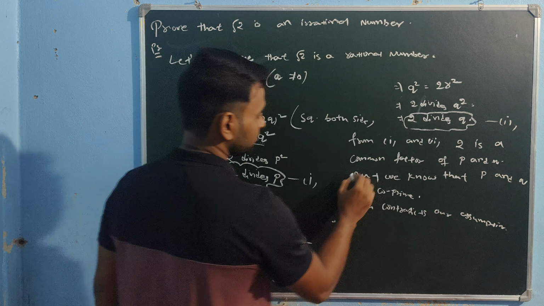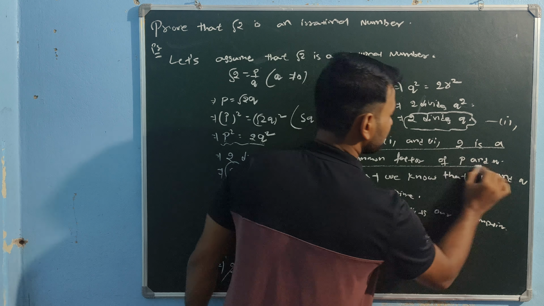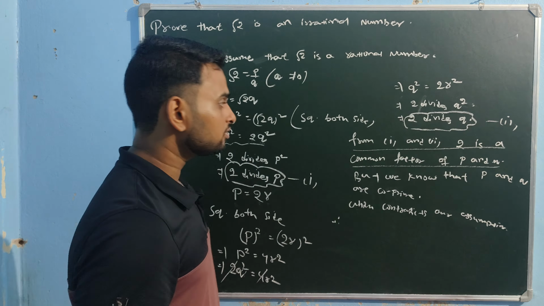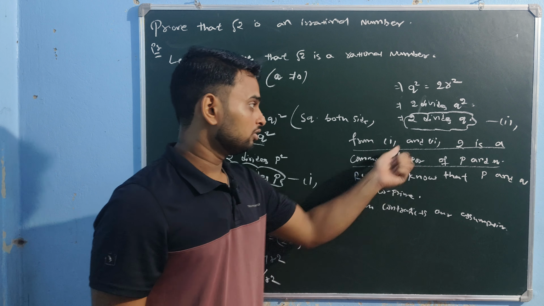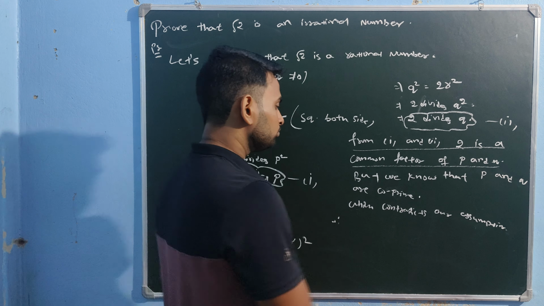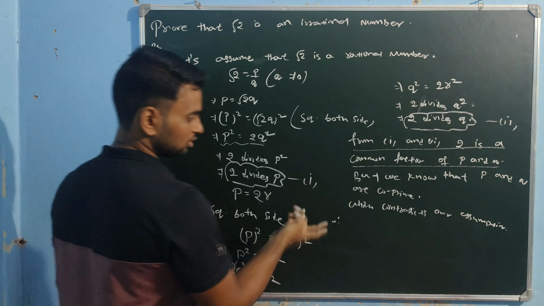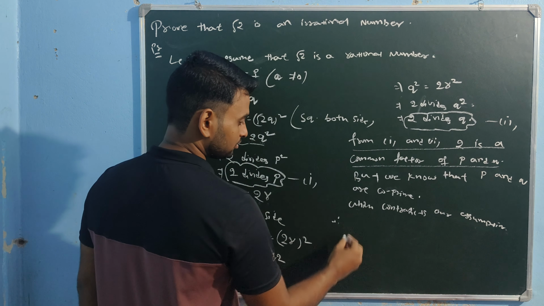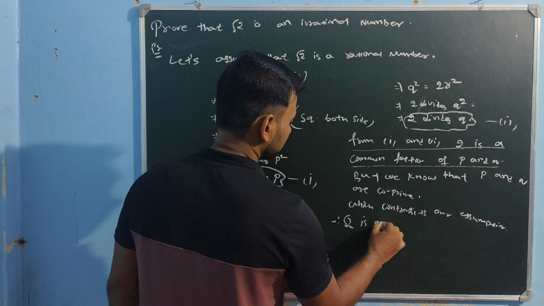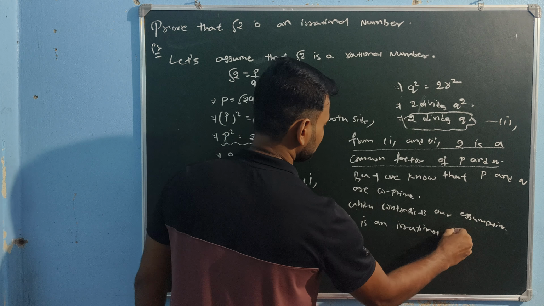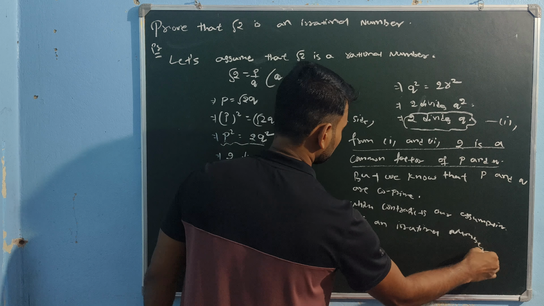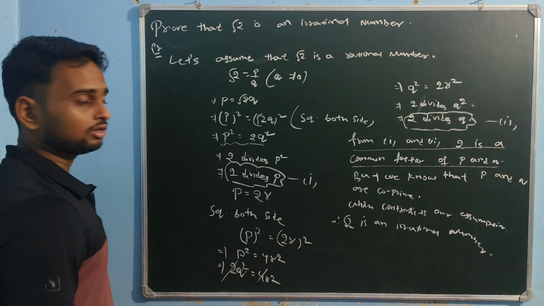That means the statement that 2 is a common factor of p and q is a contradiction. So 2 is not a common factor of p and q. Only 1 is the common factor of p and q. This is a false statement, so our assumption is wrong. Therefore, root 2 is an irrational number.